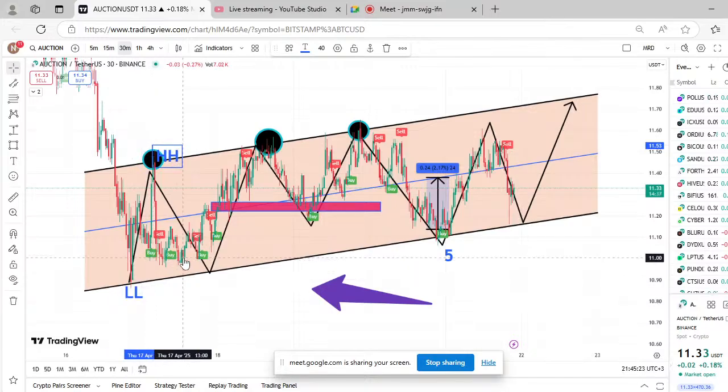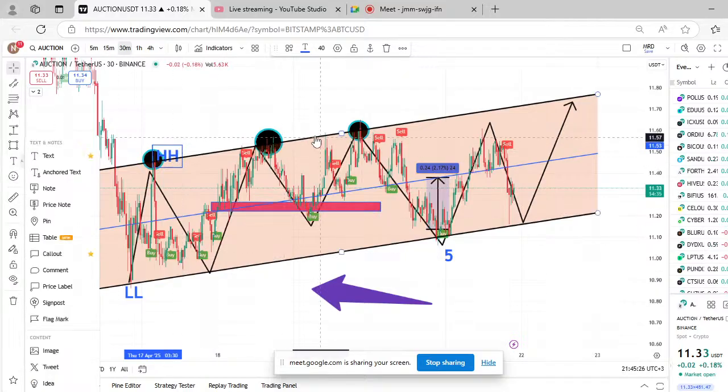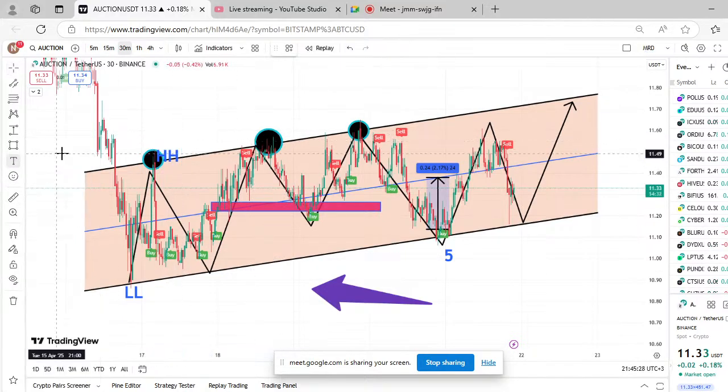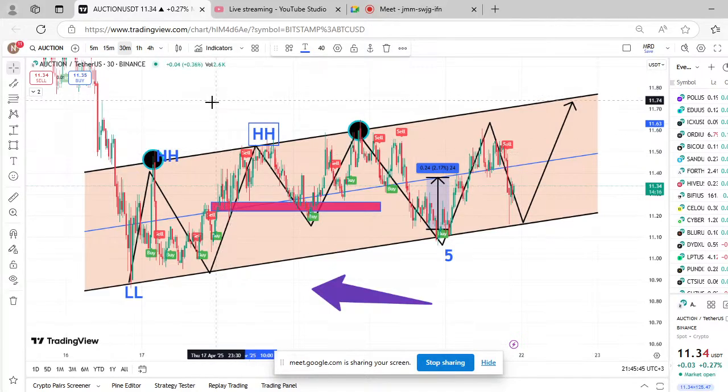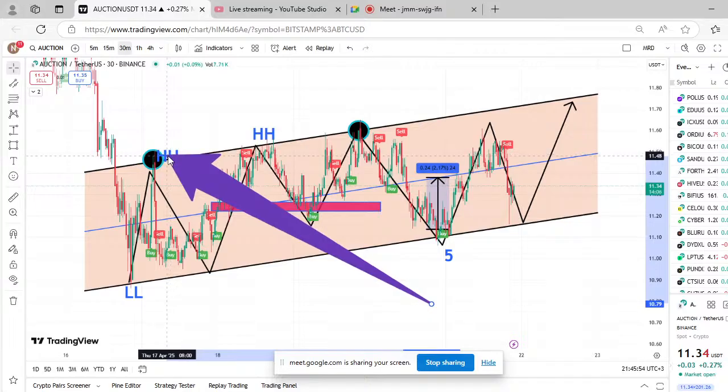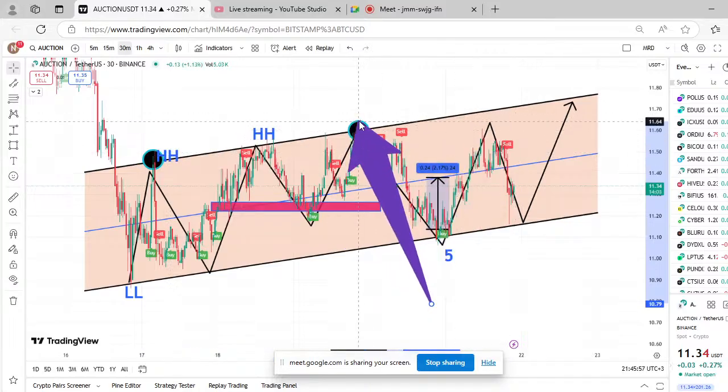Why? Then again, we can see another high. At this point, it is higher than this. Now we put another high here. Another high is there. This is high, that is high, because it is higher than this one. This one is higher than this. And here, this point is higher than this one.